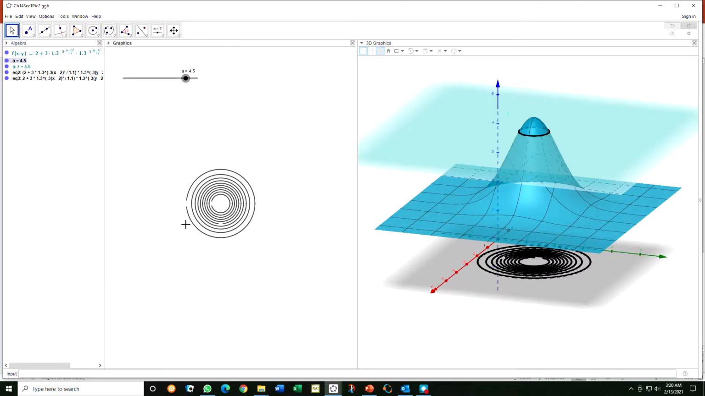Cool? And these are all level curves. Each level curve is associated with a particular value of z, which in the previous one they called k, different k values. Okay, and what else can I talk about? Okay, this is something I wanted to mention.